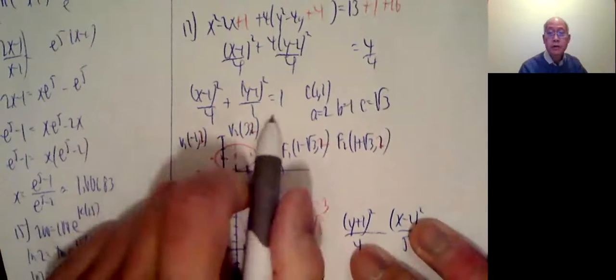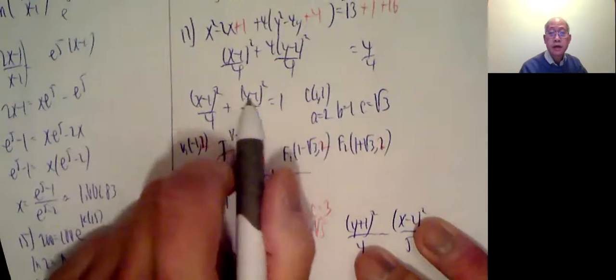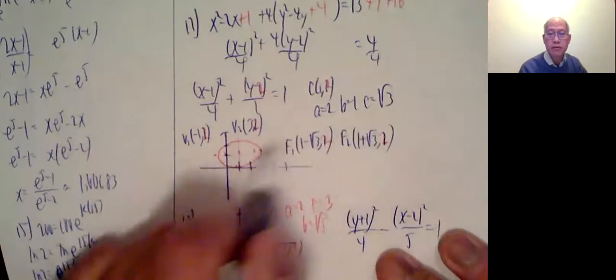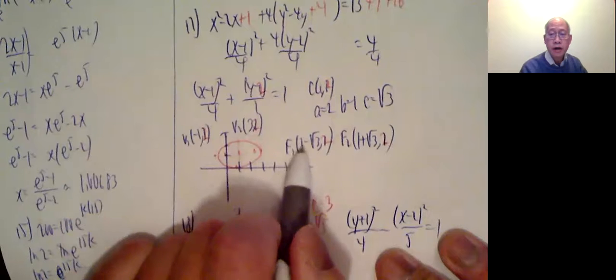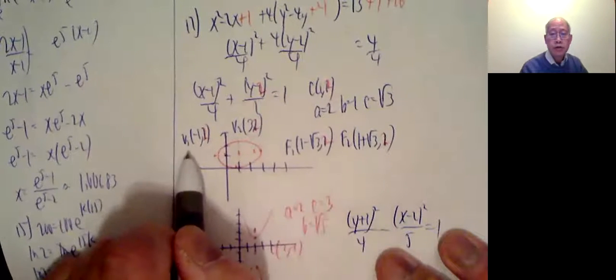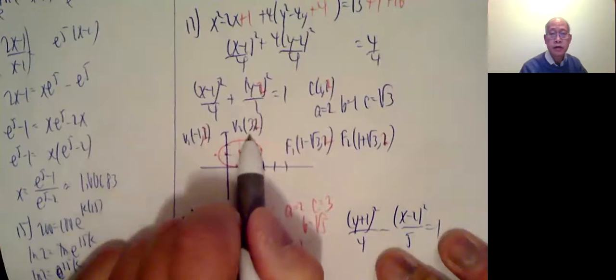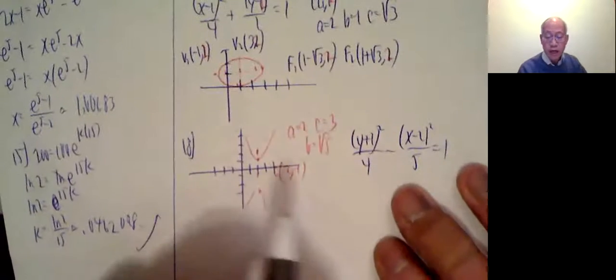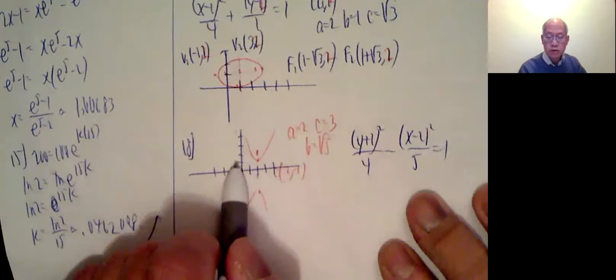Okay, so the center is 1, 2. A is 2, B is 1, C is radical 3. Foci are 1 minus radical 3, 2, and 1 plus radical 3, 2. And vertices are -1, 2, and 3, 2. Center's at 1, 2.